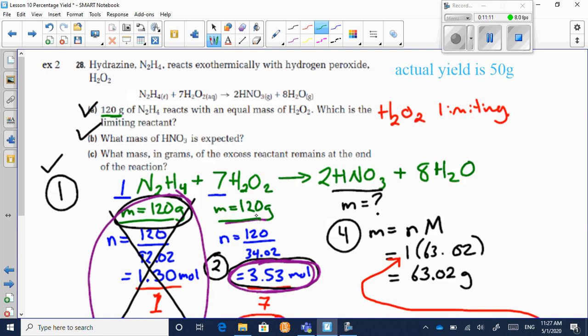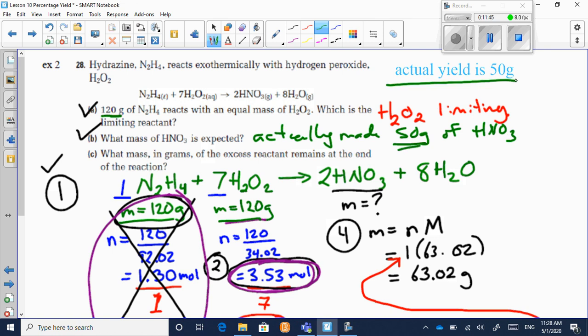Eventually it says how much of the HNO3 are you going to make? Well, let's say that this question said, when you did this reaction with the 100 and the 120, you actually made 50 grams of HNO3. So notice that they've got to give you that extra piece of information.